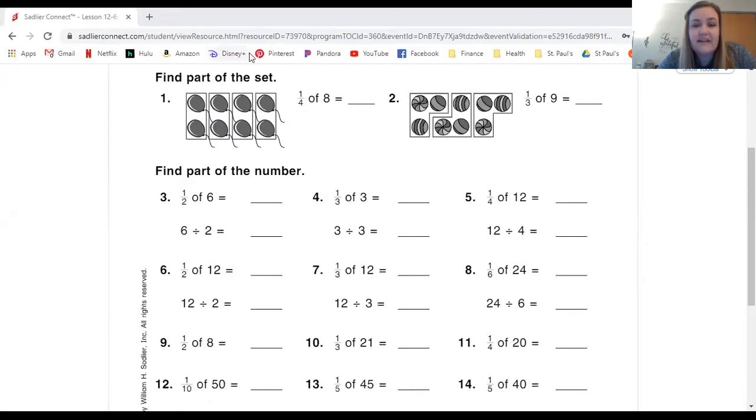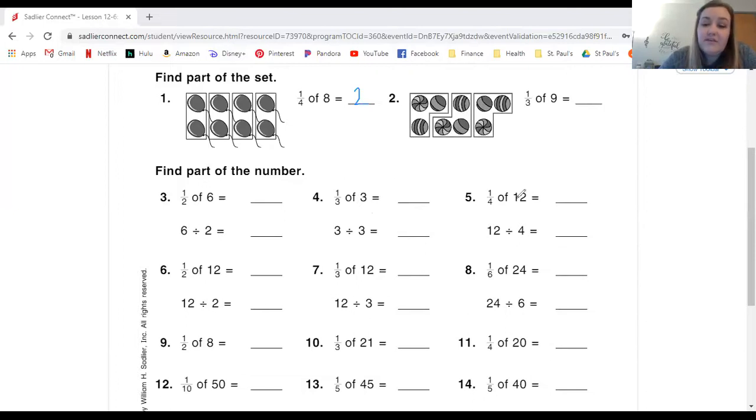Okay, so you need to find the part of a set. Here they even give you a picture to help you see. A fourth of 8. Okay, here's 4 different groups. How many are in each group? Well, all you'd say is there are 2. A fourth of 8 is 2, which makes sense because 8 divided by 4 is 2. Okay, so try that with number 2.